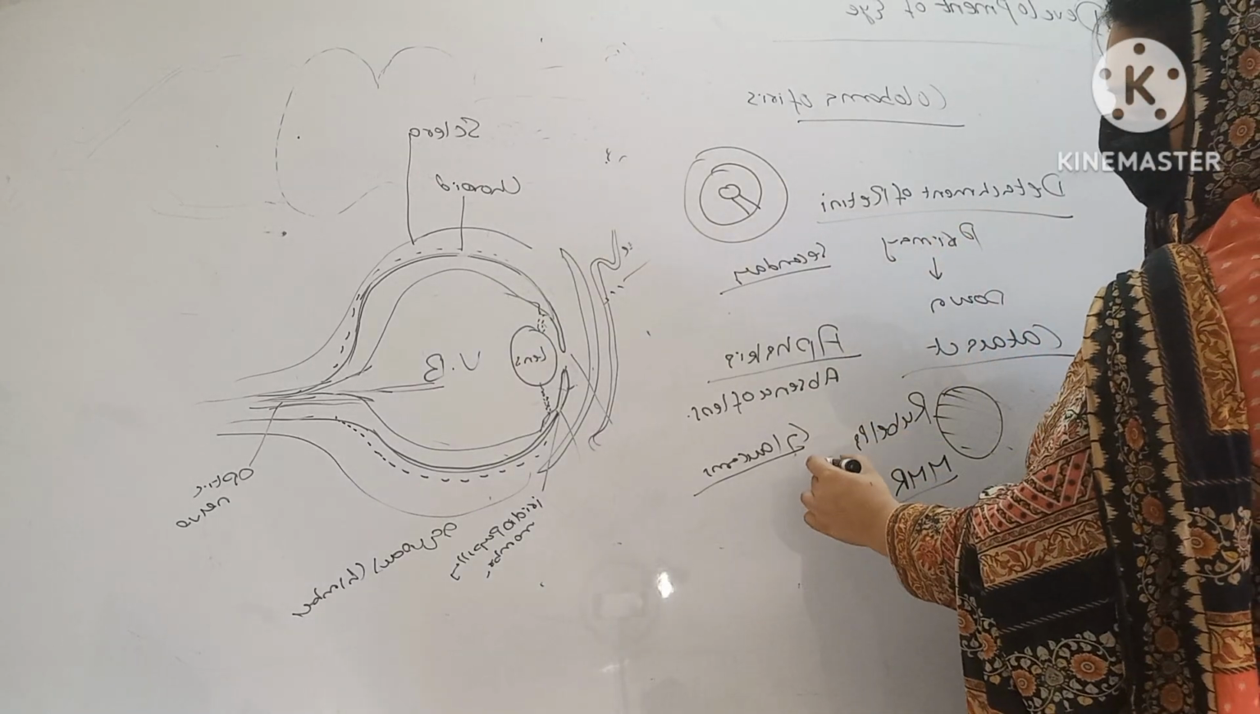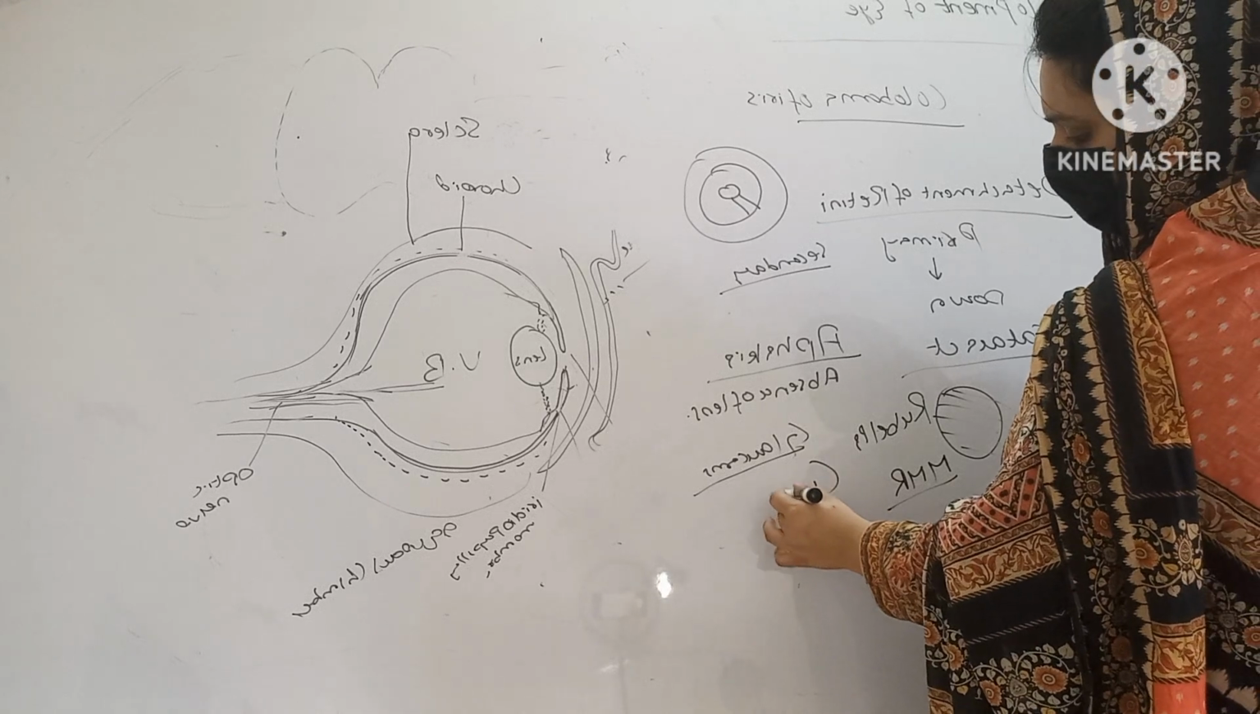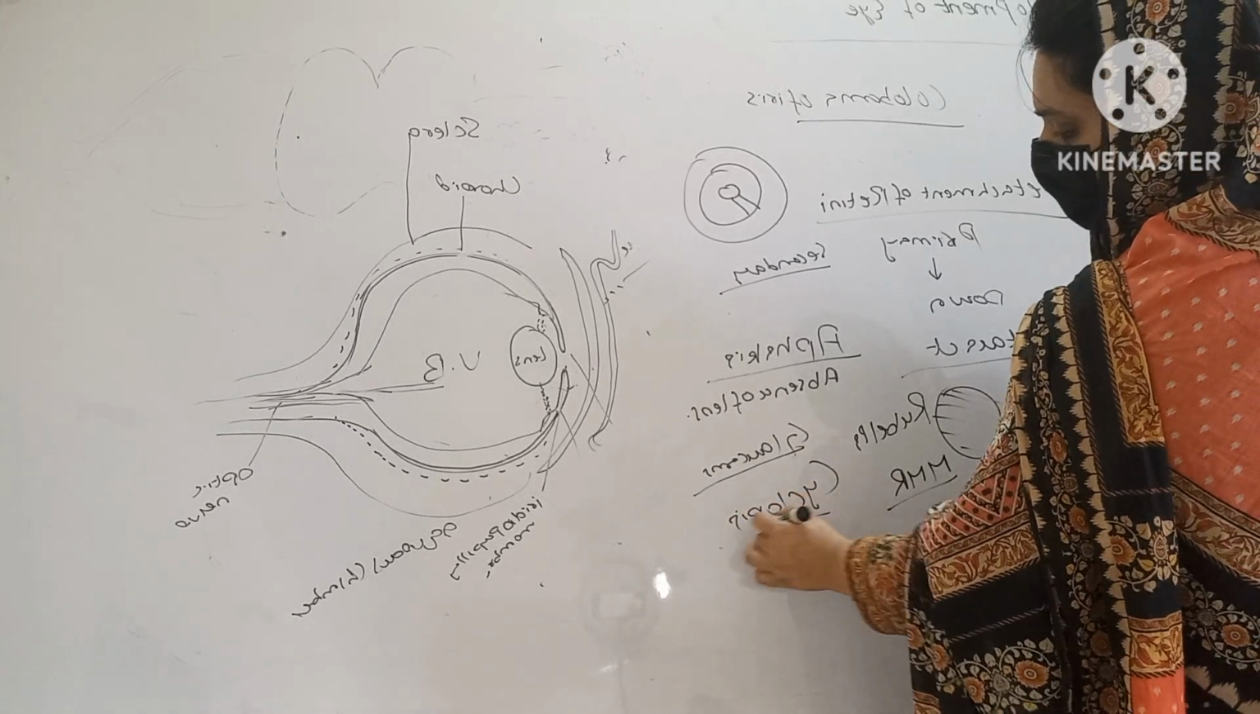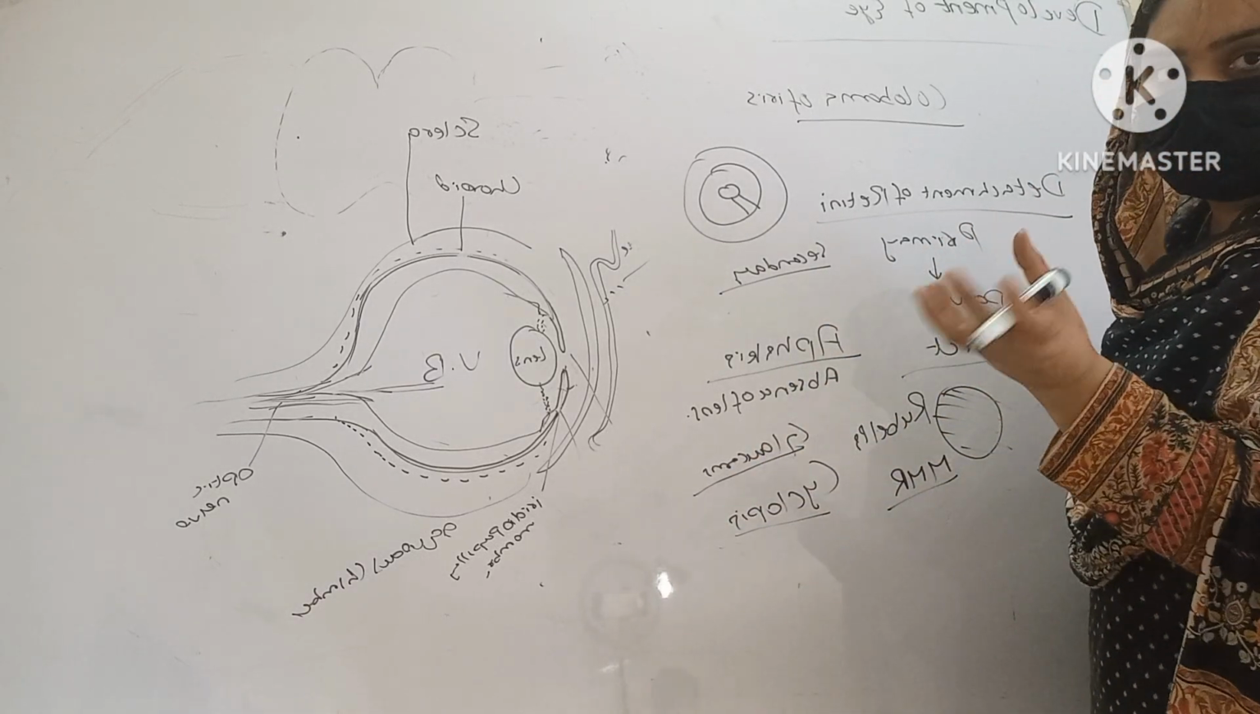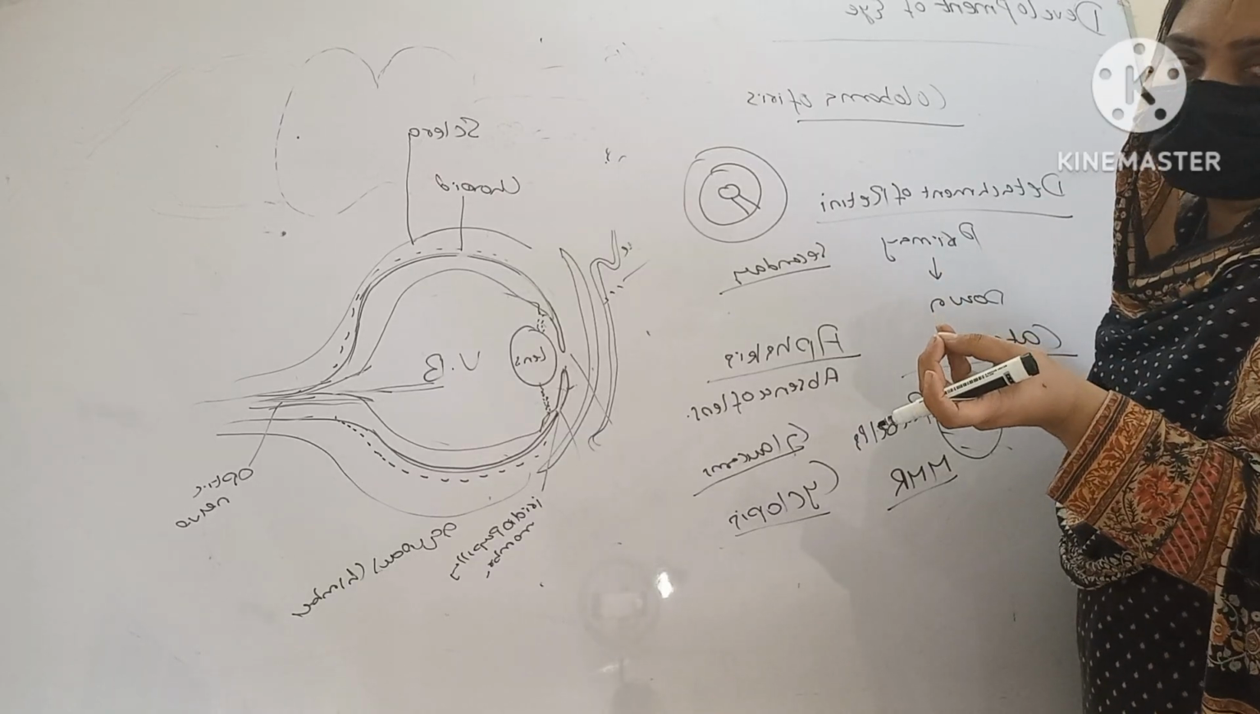There is another condition which is known as cyclopia. What happens in cyclopia? In cyclopia, mainly two eyes become fused. This is known as cyclopia.